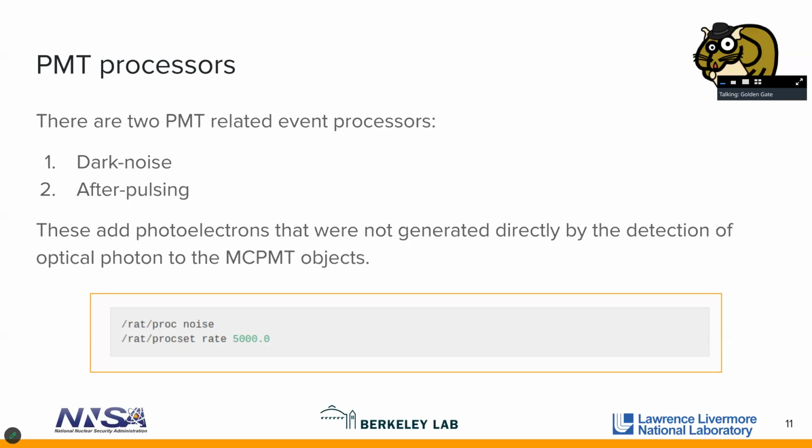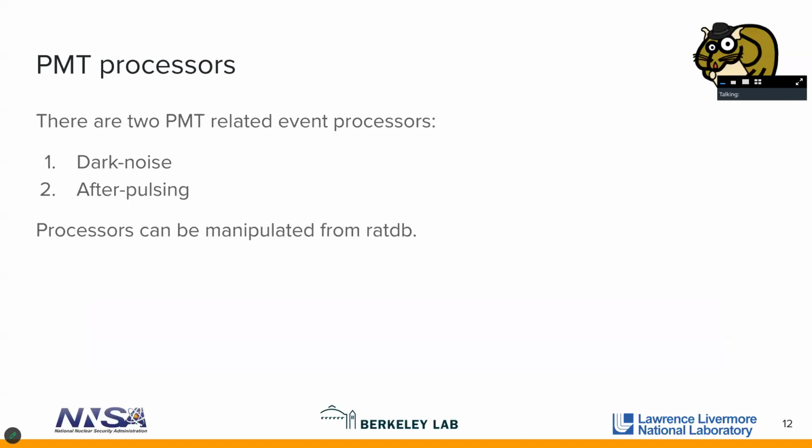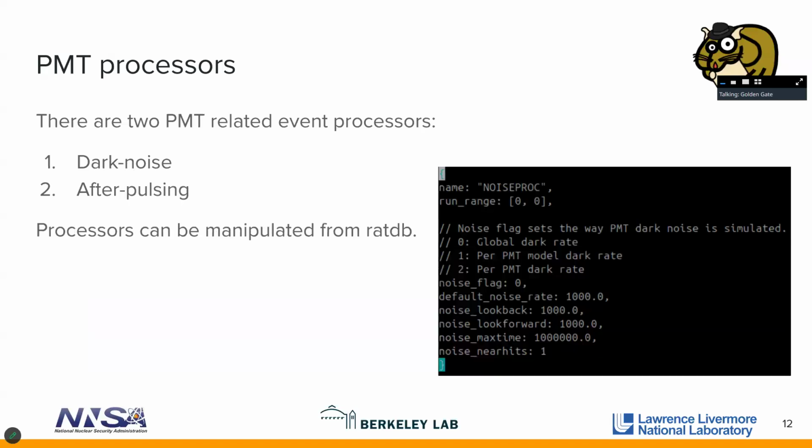So for example, the noise processor is simply run by setting /rat/proc noise. And there's certain things that you can set from proc-set. For example, the rate of dark noise that you want to simulate in hertz. And again, a reminder that almost all the processors can also be manipulated from the ratdb table. In this case, the ratdb table is called noise proc. Again, that should be documented. And there are various parameters that you can change from the ratdb table.